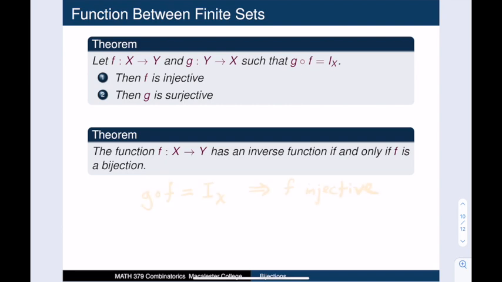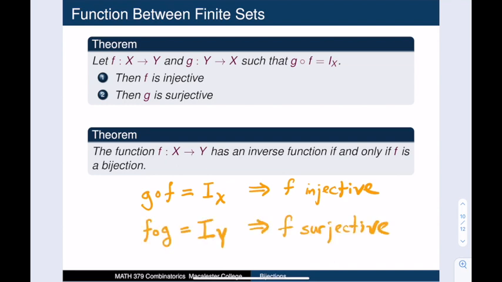Why does this hold? Well, f composed with g is the identity function on the set x, and so the function f is injective. Meanwhile, if we flip the roles of f and g, we see that g composed with f is the identity on the set y. So this means that the function f is surjective. Now f is both injective and surjective, so it is bijective. And of course, its inverse function will also be bijective.